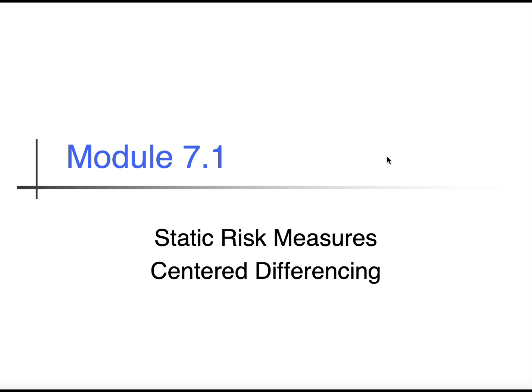Module 7.1 marks a significant change in the material that we're covering. We're moving away from valuation to static risk measures. Remember, the book has three parts. Valuation, focused primarily on what the fair value of underlying instruments ought to be. Static risk measures is focused on basically the partial derivative of various variables that influence the valuation.